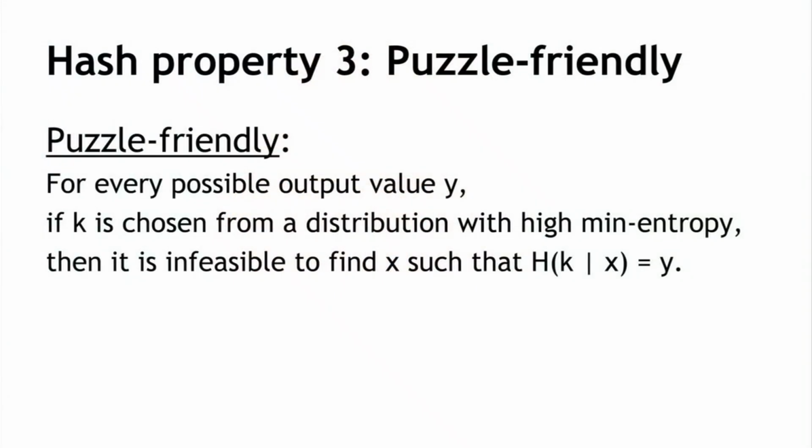For any possible output value y that you might want from the hash function, we're going to use y as an output value of the hash later, that if k is chosen from a distribution that has high min entropy, that is, k is chosen randomly from some set that's super spread out, then there's no way to find an x such that the hash of k and x is equal to y. So what this means is basically that if someone wants to target the hash function, if they want it to come out to some particular output value y, that if there's part of the input that is chosen in a suitably randomized way, it's very difficult to find another value that hits exactly that target.